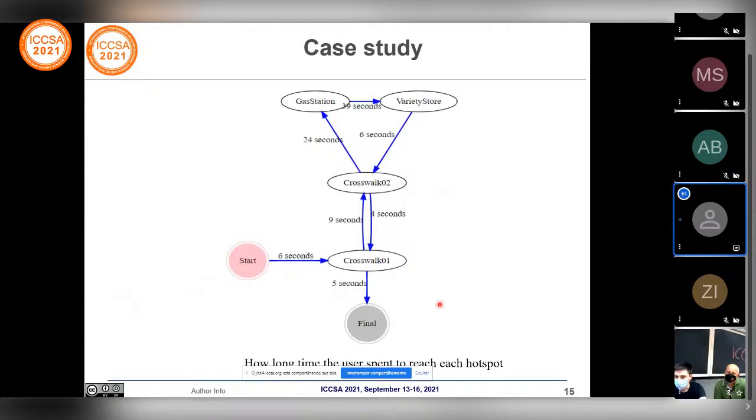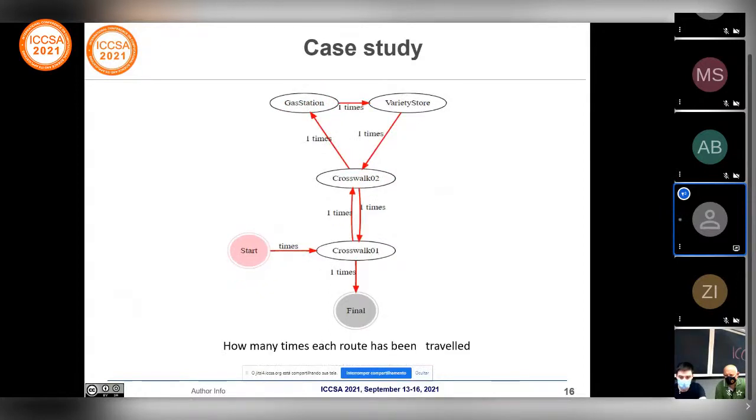This figure shows the user's route during navigation, represented by a graph. Each node is a hotspot, so we have the hotspots here. And the edge label shows how long the user took to move from one hotspot to another. For example, the user spent 24 seconds from the crosswalk until the gas station.